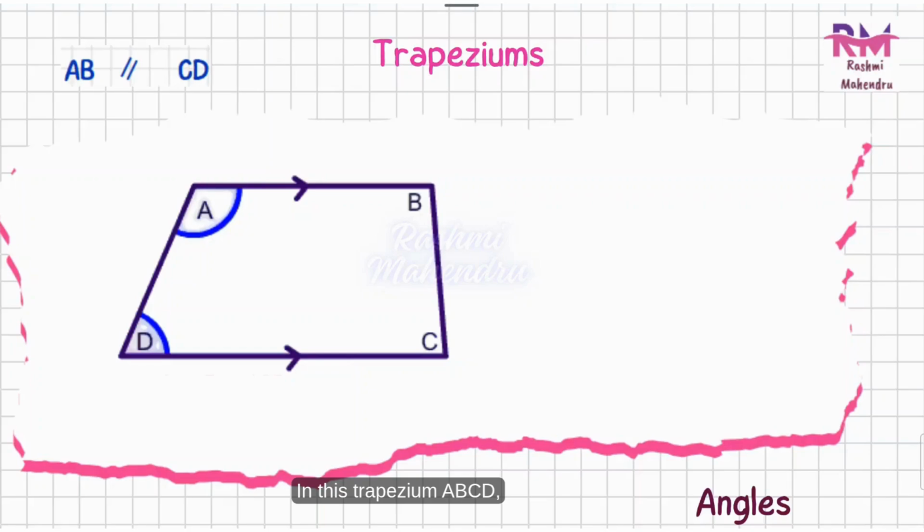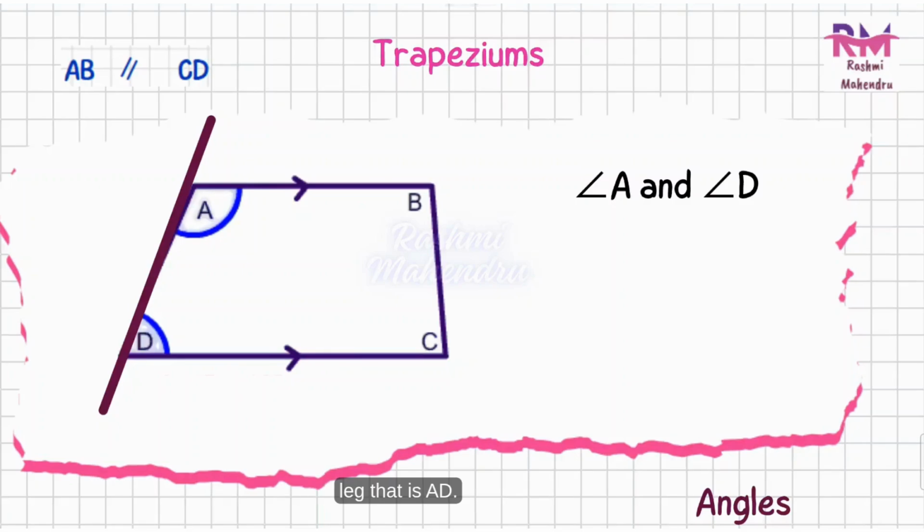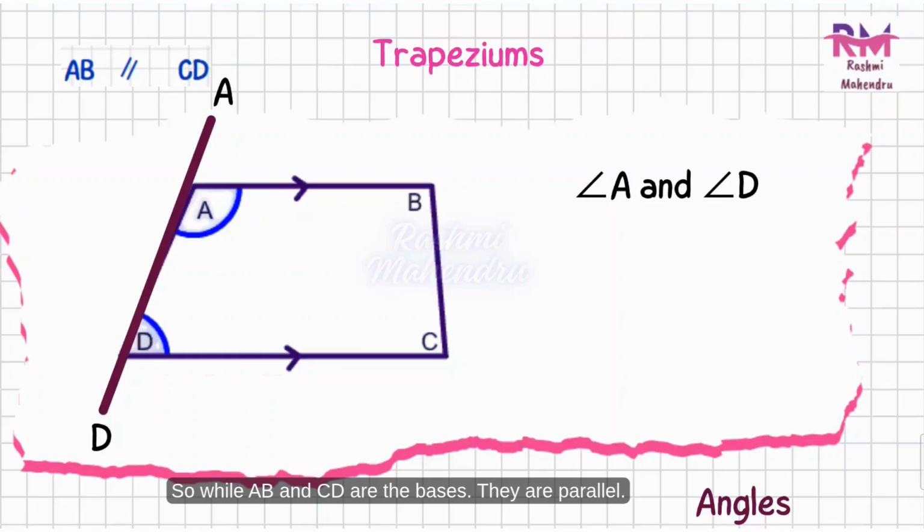In this trapezium ABCD, we can clearly see AB is parallel to CD. So angle A and angle D, if we talk about these two angles first, they are forming along the leg that is AD. So observe the leg. Remember, the legs are the non-parallel sides. While AB and CD are the bases, they are parallel. AD is the leg, AD. So angle A and angle D.